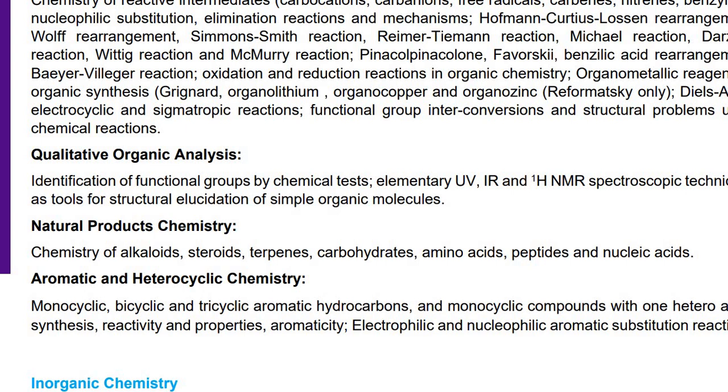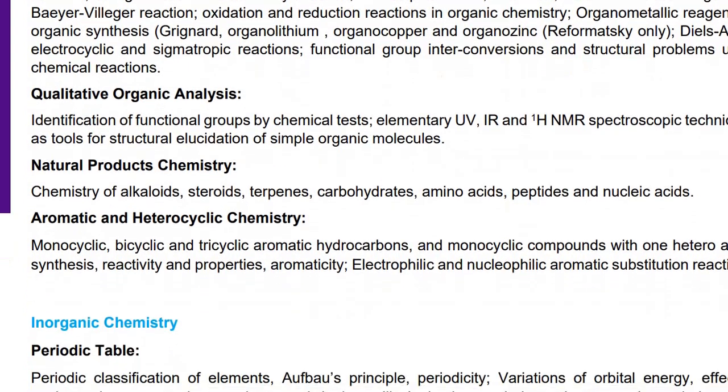Natural product chemistry, my friend: chemistry of alkaloids, steroids, terpenes, carbohydrates, amino acids, peptides, and nucleic acids. Aromatic and heterocyclic chemistry, like monocyclic, bicyclic, tricyclic aromatic hydrocarbons and monocyclic compounds with one heteroatom, synthesis, reactivity and properties, aromaticity, electrophilic and nucleophilic aromatic substitution reactions.